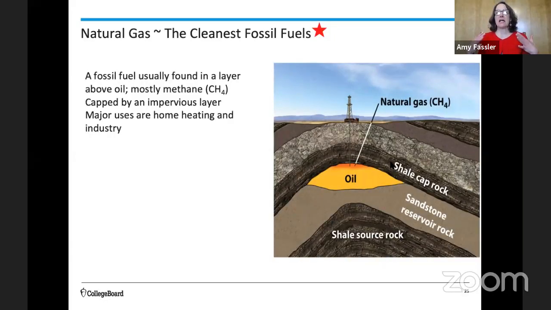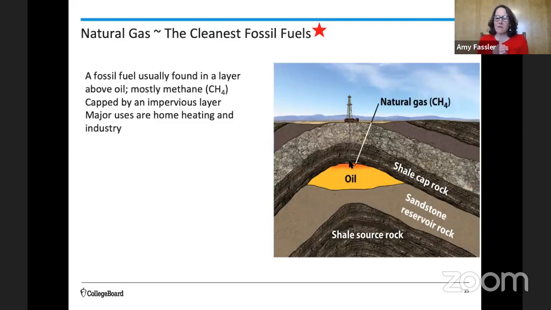Just so you get the idea that it's sort of trapped under this dense shale that's not going to let it through, that's not going to let it escape. So I have a layer of oil and I have a layer of natural gas. Remember that graph that showed us from wood to coal to oil to natural gas?